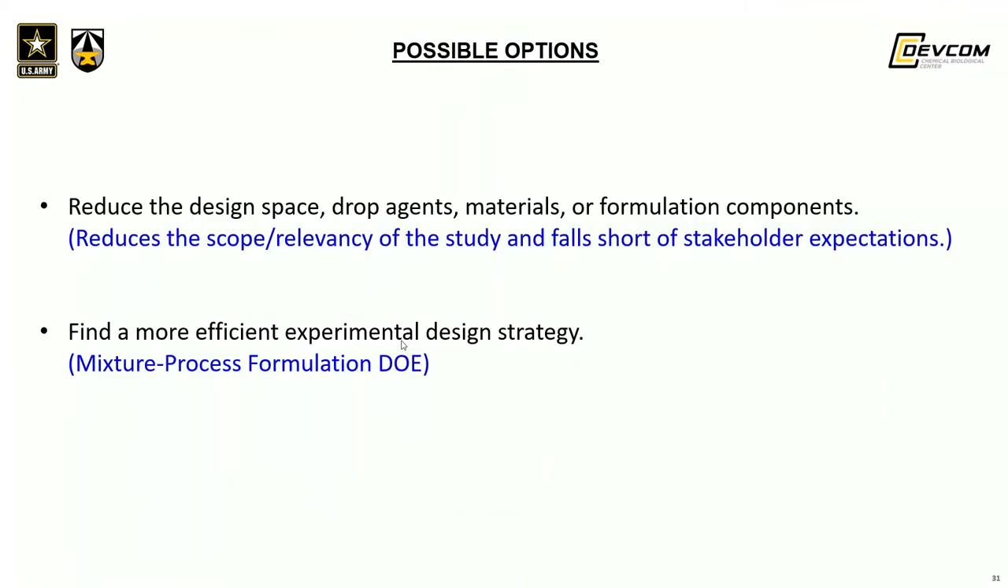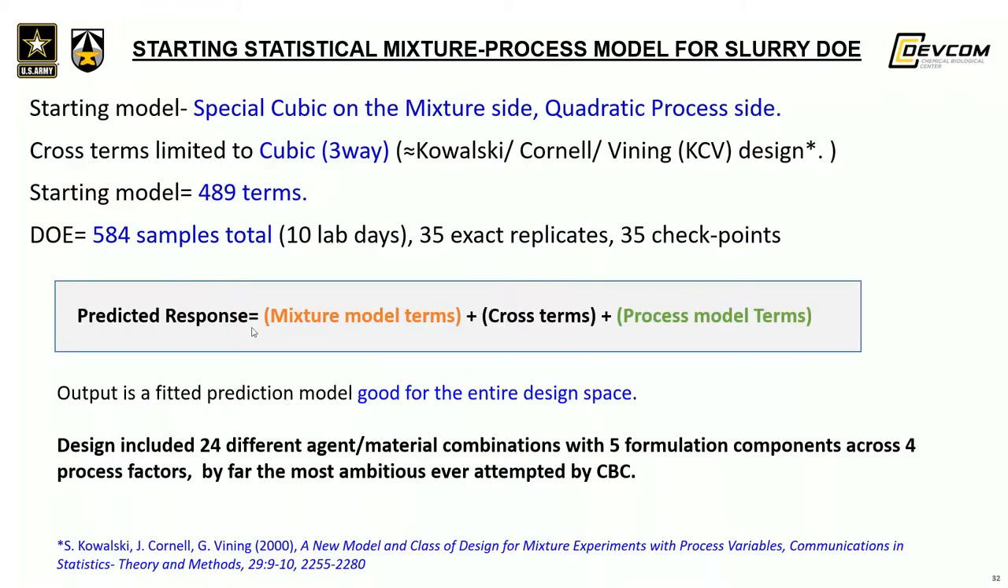So at that point, we've got some options. What we had done in the past, years ago, is we might reduce that design space. We might drop some agents, some materials, cut down the formulation components. But if we do that, we've reduced the relevancy of the study. The stakeholders have expectations. They don't want a formulation that works on 1 agent and 1 material. They want to see how it's going to do with a lot of our materials, a lot of different agents. And obviously, the solution was that this has to be a mixture process formulation design.